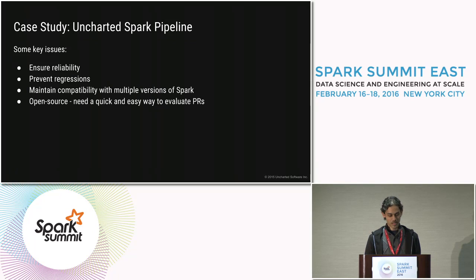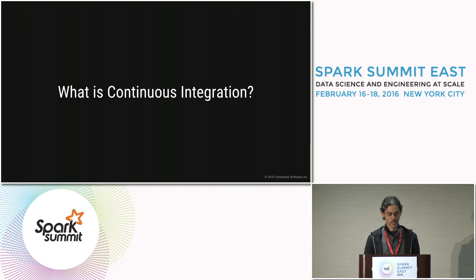But the important part is that given that it's a library that's being relied upon by several teams in my company, some issues arose immediately. One, we really needed to make sure that it's reliable. In particular, the core operations included with the pipeline need to do what they say. Two, we have to prevent regressions as we grow the library of operations. Three, we want to maintain compatibility with several versions of Spark. And four, it's an open source project, and I need a good way to evaluate PRs, and that's really where continuous integration comes in for us.